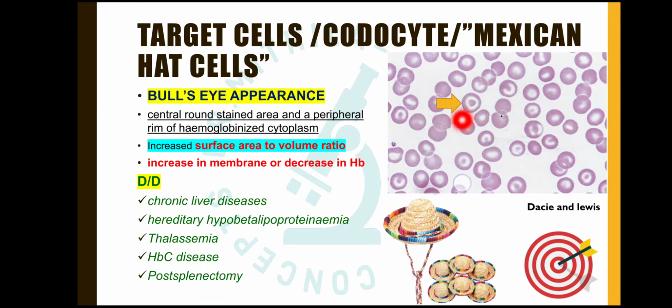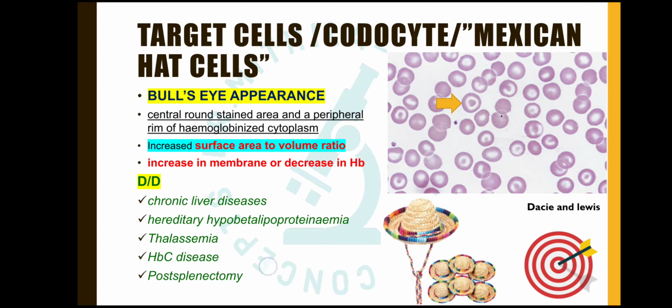So it is also known as Mexican hat cell. In the target cells, the membrane is increased. In conditions when there is hypercholesterolemia, like in chronic liver diseases, or in the condition of hereditary abetalipoproteinemia, again target cells are seen.